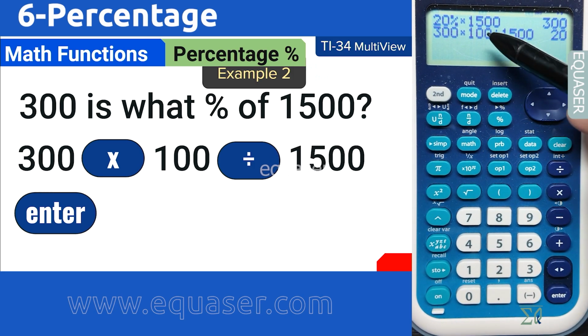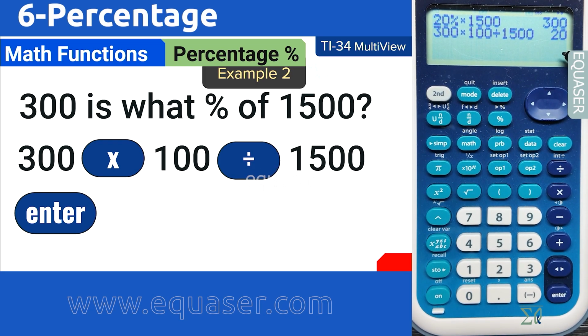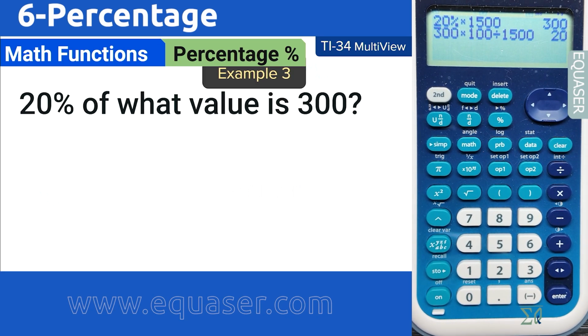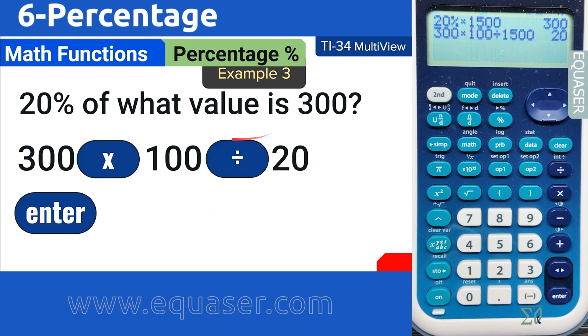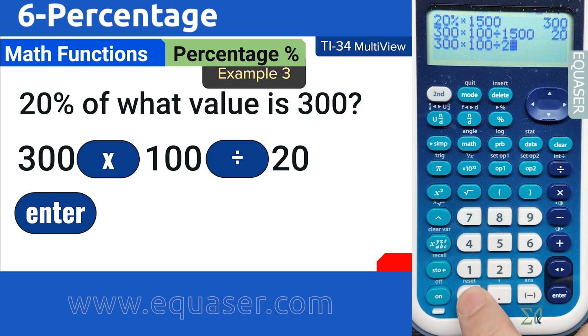Now the third way would be, we should have 1,500 as the answer. So what would be the question? It would be 20% of what value is 300. So we enter 300 times 100 divided by 20, and it gives you 1,500.